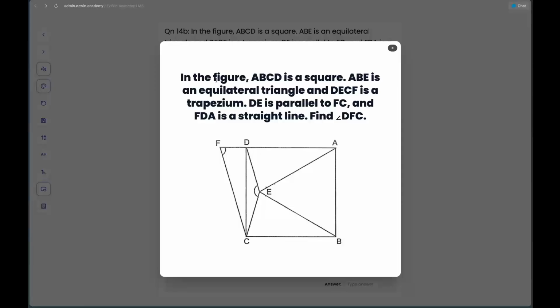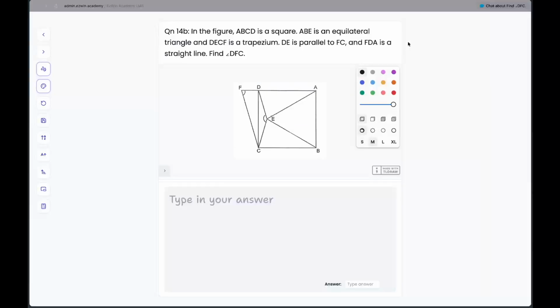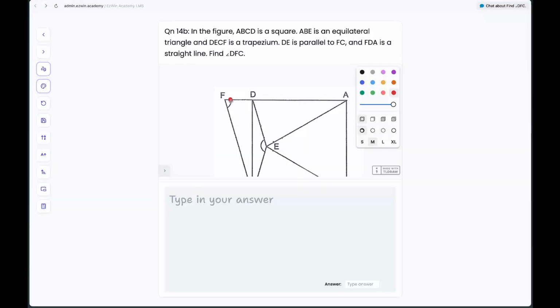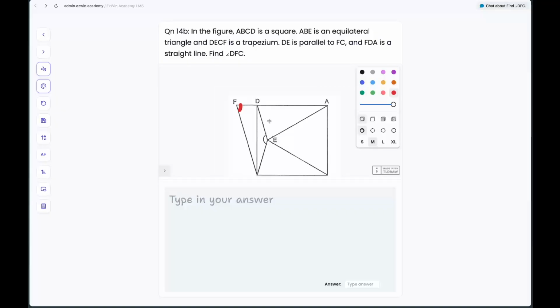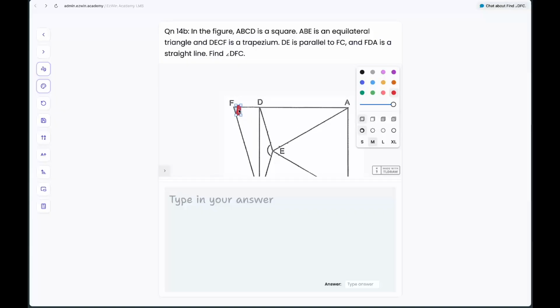Question 14b. In the figure, ABCD is a square, ABE is an equilateral triangle, DCF is a trapezium, D is parallel to FC, and FDA is a straight line. Find angle DFC. If you look at the figure, angle DFC is highlighted in red, as what we see over here. So how do you find angle DFC?